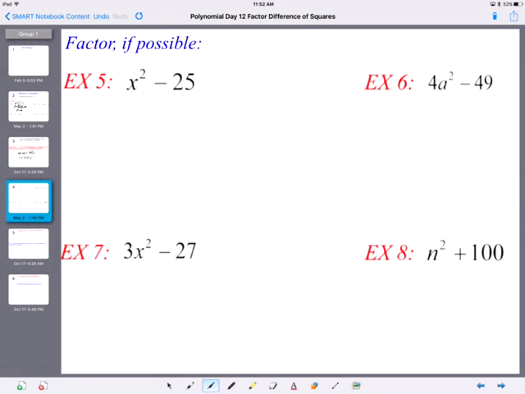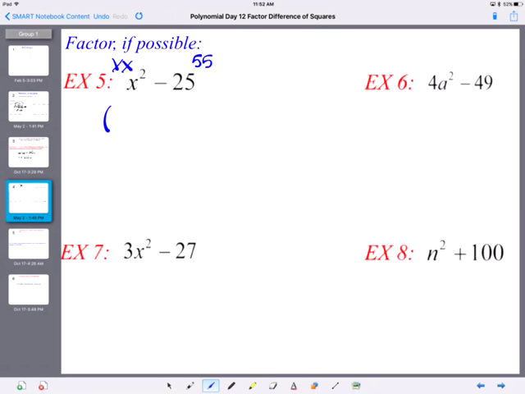So let's take a look at example 5. If we have x squared minus 25, is it possible to factor this? So the first thing that you want to ask yourself is, is x squared a perfect square? Well, yes. X times x, two of the same thing, multiply together to get us x squared. Is 25 a perfect square? And we say, well, of course, 5 times 5 gets us 25.